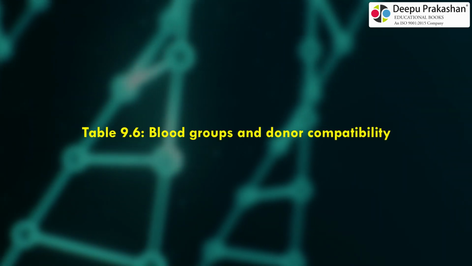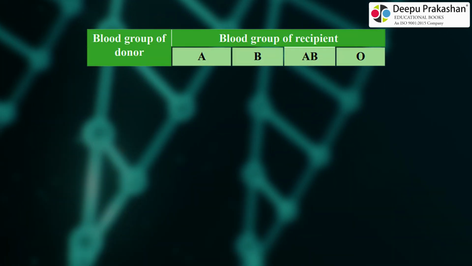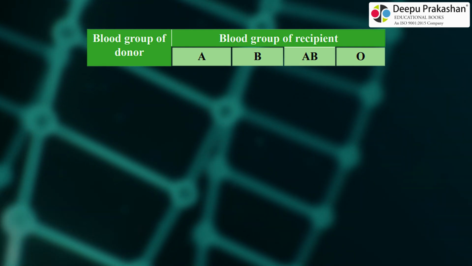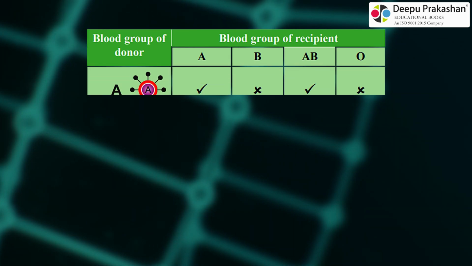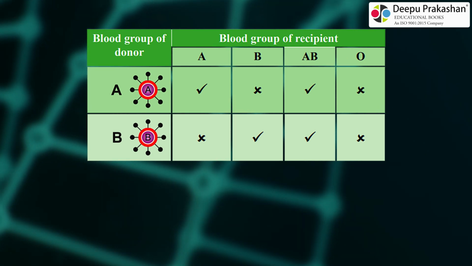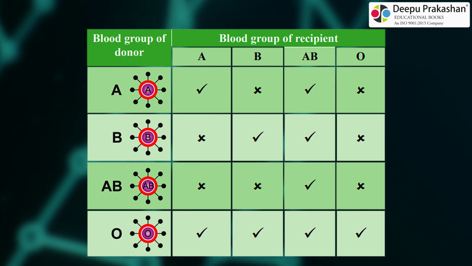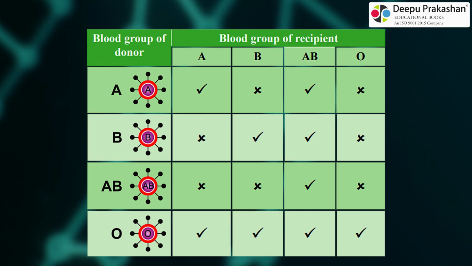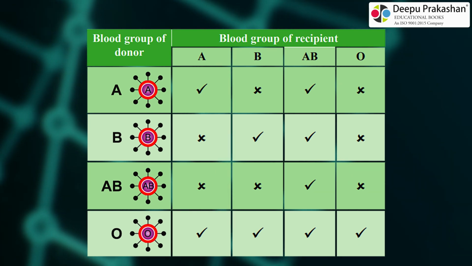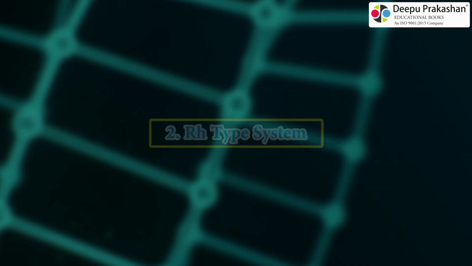Table 9.6 Blood groups and donor compatibility. Blood group of donor, blood group of recipient. A, B, AB, O. A: yes, no, yes, no. B: no, yes, yes, no. AB: no, no, yes, no. O: yes, yes, yes, yes. Universal donor. Universal recipient.